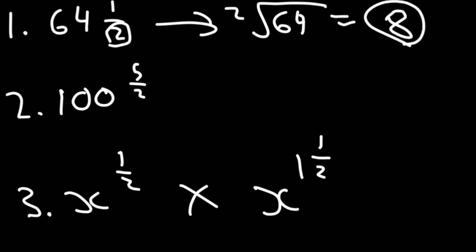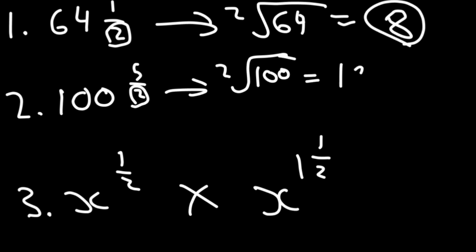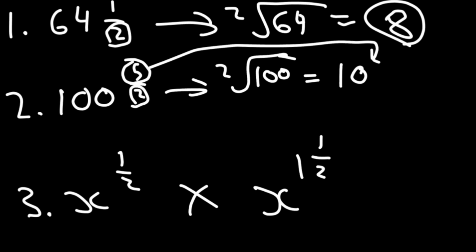For the second question, I have 100 to the power of 5 over 2. So step 1, take the denominator and make it a root of the number. So I have the square root of 100. The square root of 100 is 10. And now we're not done yet. I still have this numerator 5, and that's going to turn into a power of that number. So it turns into 10 to the power of 5.